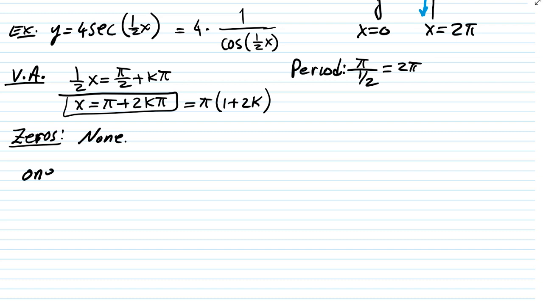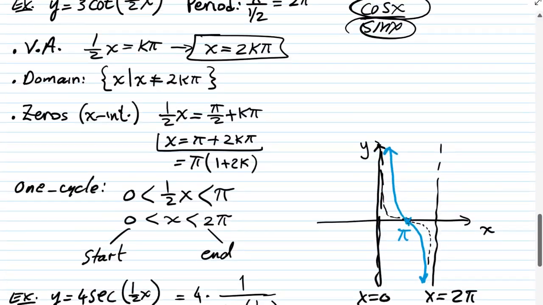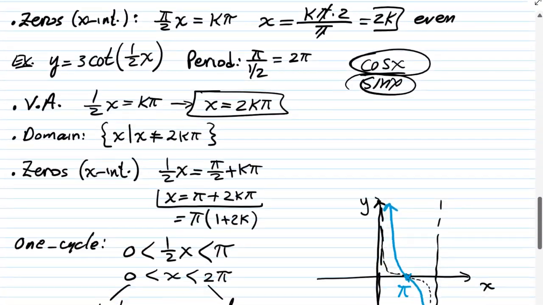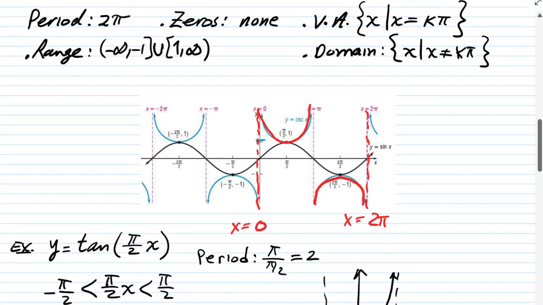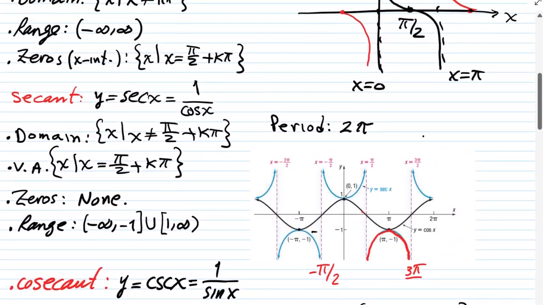So let's graph one cycle. What does one cycle of secant look like? Let's go back to our graph of secant here. Secant was 1 over cosine.